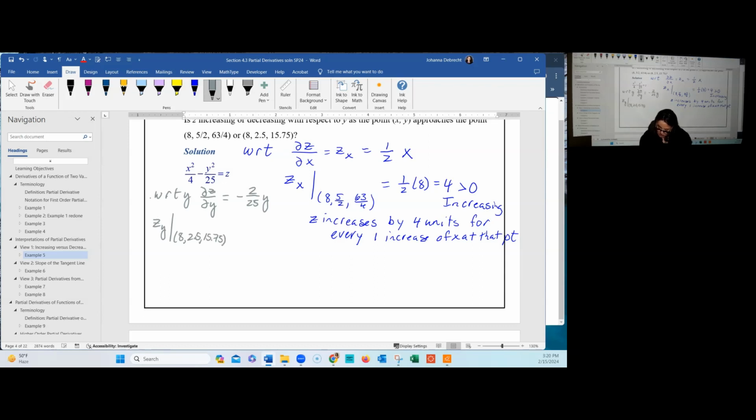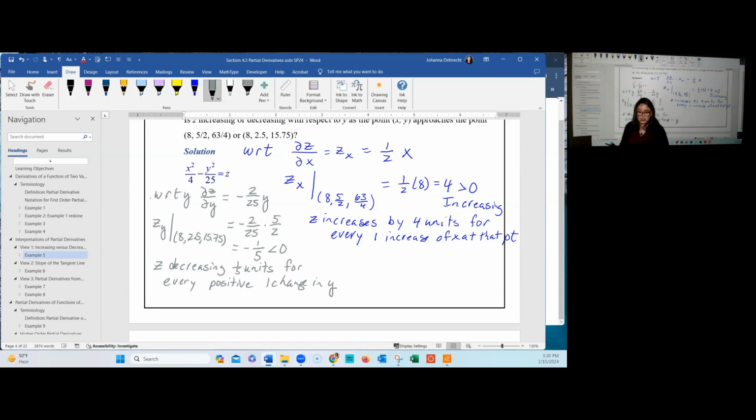15.75, or you can use the fraction form. This means that I'm substituting 5 halves, or 2.5, in place of y. This would give me negative 2 over 25 multiplied by 5 over 2, which is going to reduce to give me a negative 1 over 5. This value, of course, is less than 0, which means that z is decreasing by 1/5 units for every positive change in y.